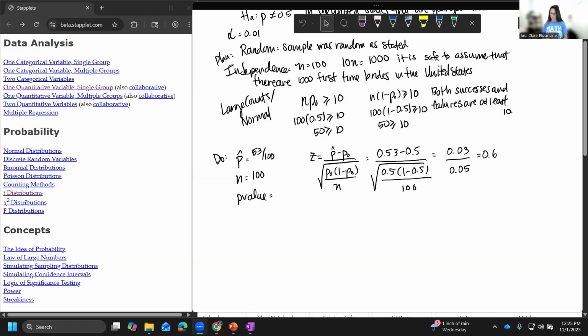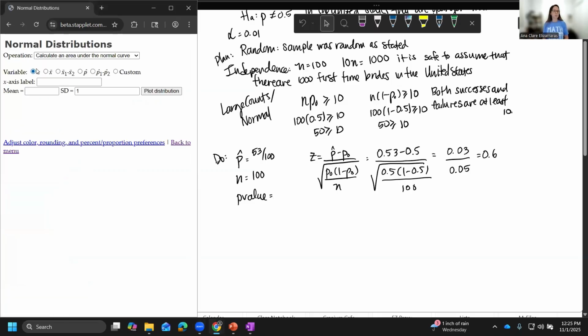When you take the square root of 0.5 times 1 minus 0.5 divided by 100, you do get 0.05. So that quotient is 0.6, which is pretty close to the average, honestly. So the p-value, I expect it to be larger. So what I'm going to do is go into normal distributions, and I'm going to calculate the area where the mean is 0 and the standard deviation is 1.